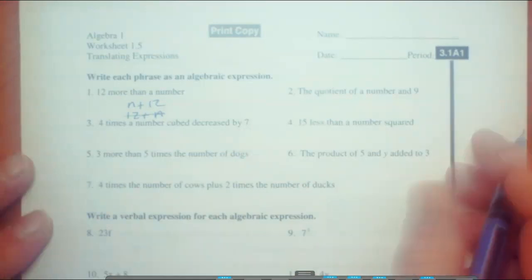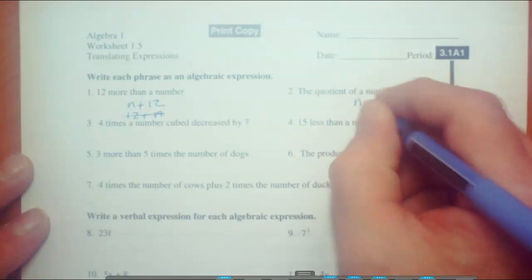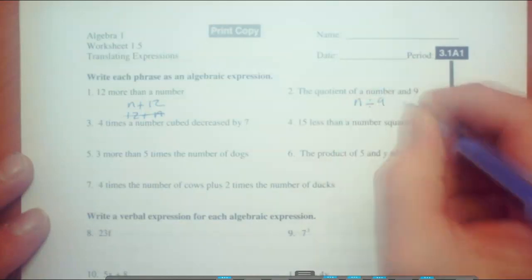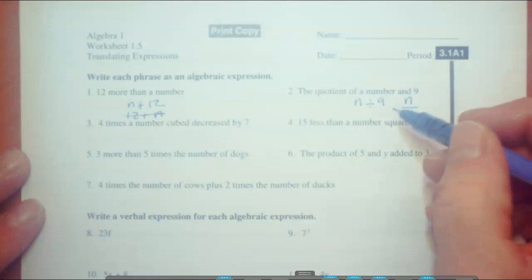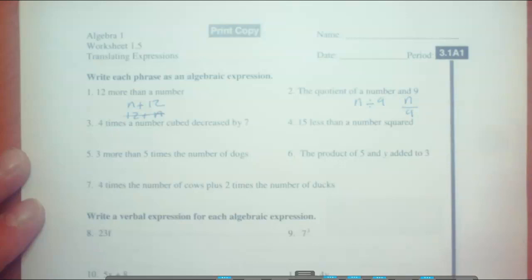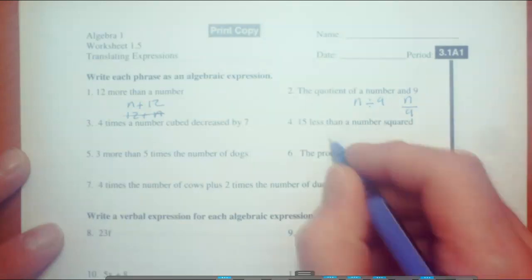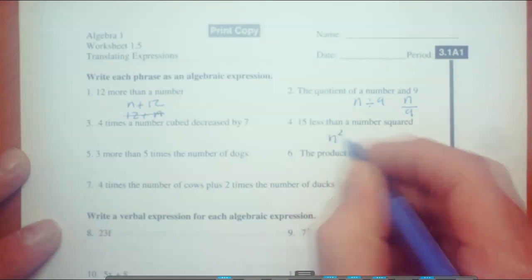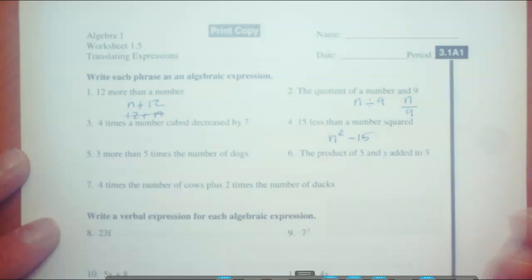The quotient of a number and 9, well, quotient means division. We just write this like this. The quotient of a number and 9, more than likely on a test you would see it like this. So quotient is the answer to a division problem of n and 9. 15 less than a number squared. So you've got a number squared, and you have 15 less than that. Less means subtract or decreased by.